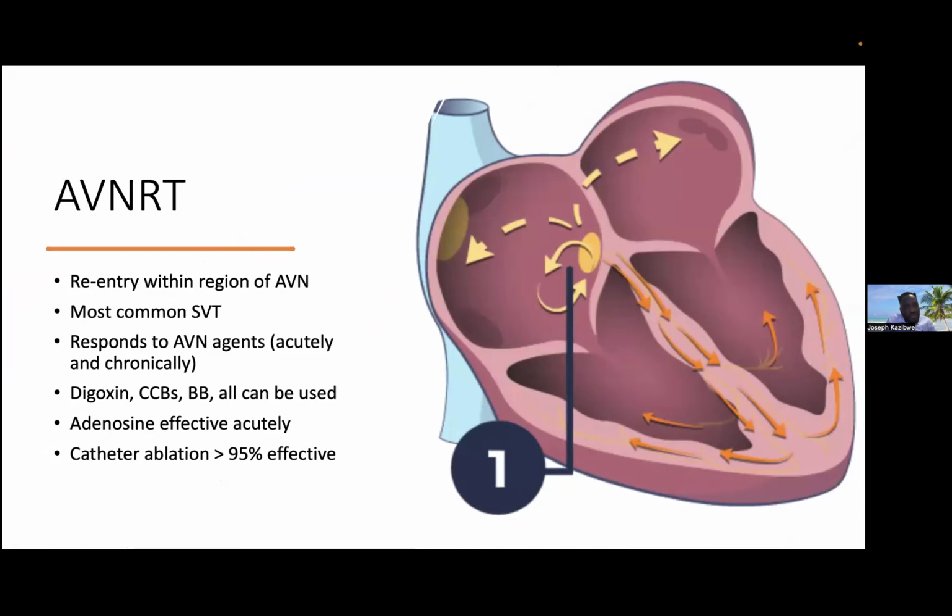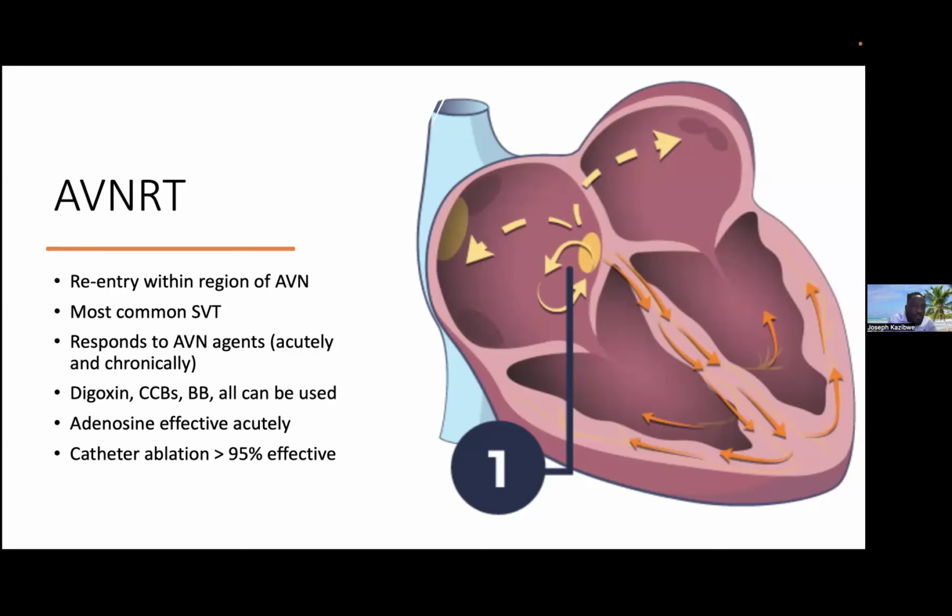Again, as we've been summarizing, we have a reentry circuit in the region of the AV node. It's the most common SVT, about 60%. If you want to terminate it, as you already know, you can use AV node blocking drugs and break the circuit. All AV node blocking drugs can be useful. In the A&E, you commonly use adenosine, but that is to manage the tachycardia. They go back into sinus rhythm, and intermittently they'll be back in the tachycardia.